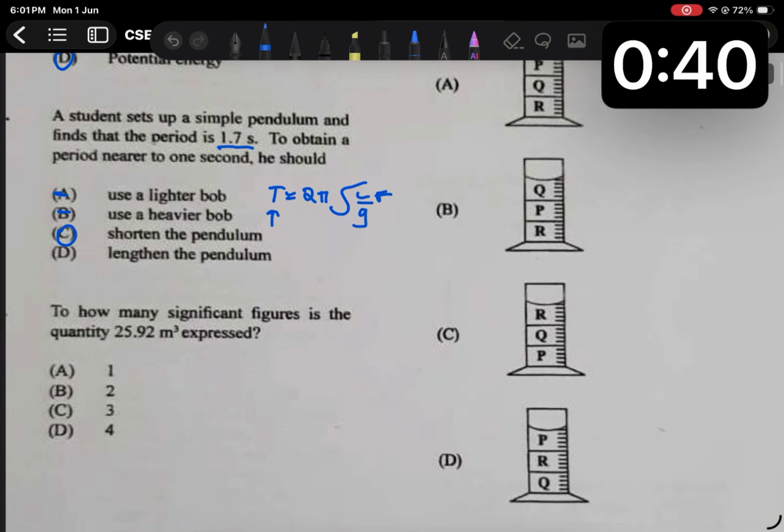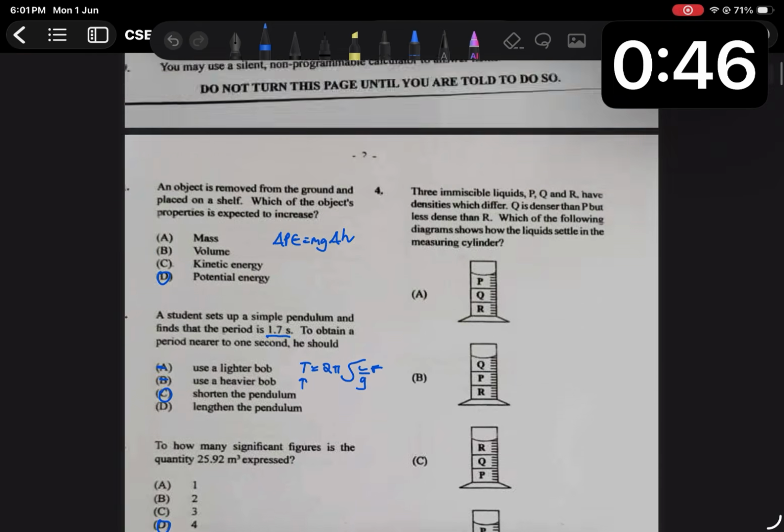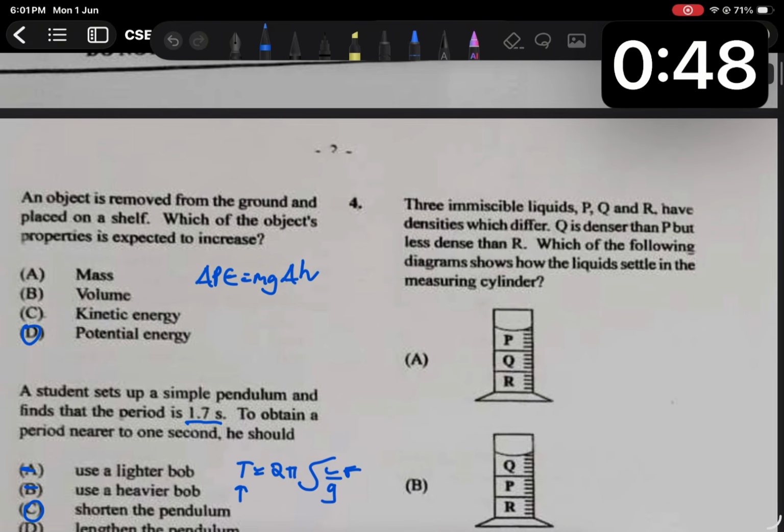How many significant figures is the quantity 25.92 meters cubed expressed in? This is 4 significant figures. 3 immiscible liquids P, Q, R have densities which differ. Q is denser than P but less dense than R. Which of the following diagrams shows how the liquids settle in a measuring cylinder? So Q is denser than P but less dense than R.